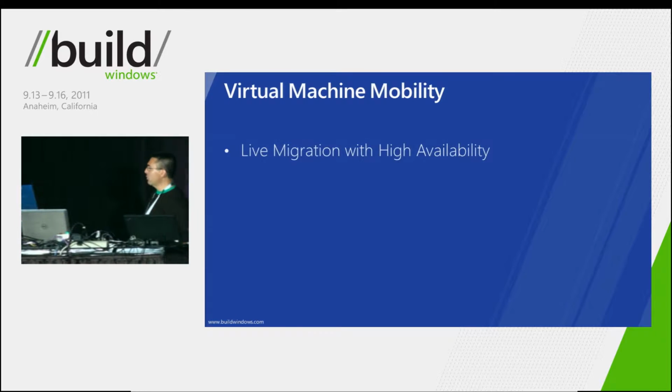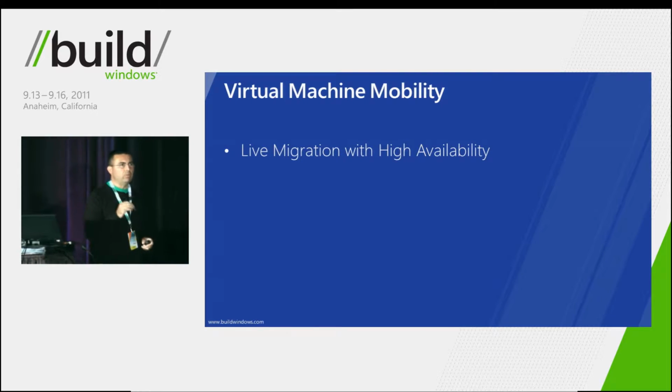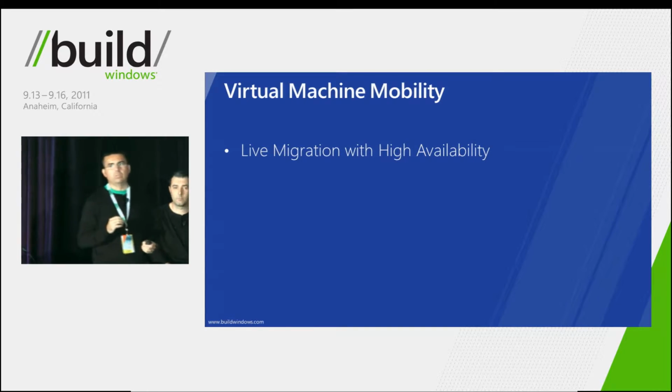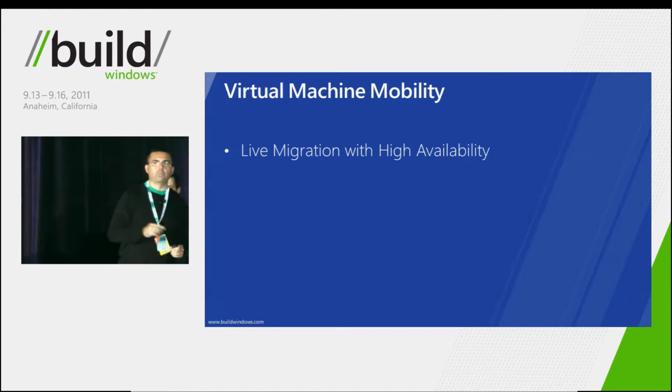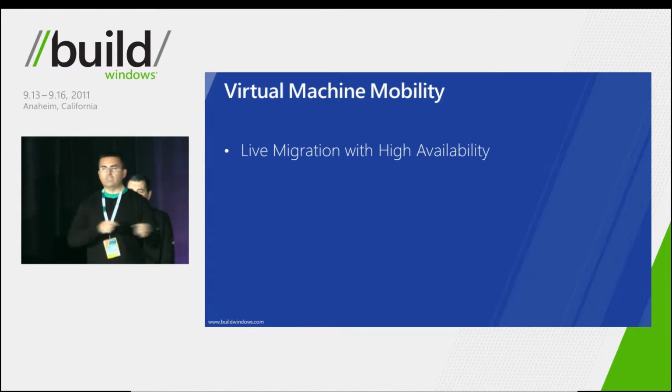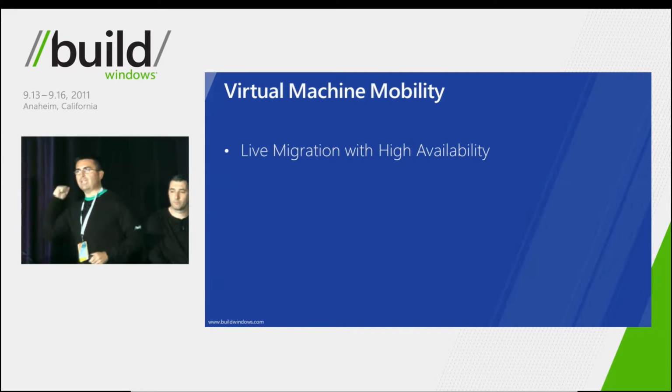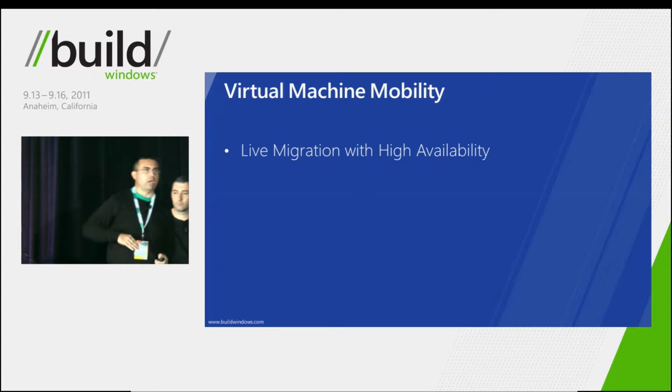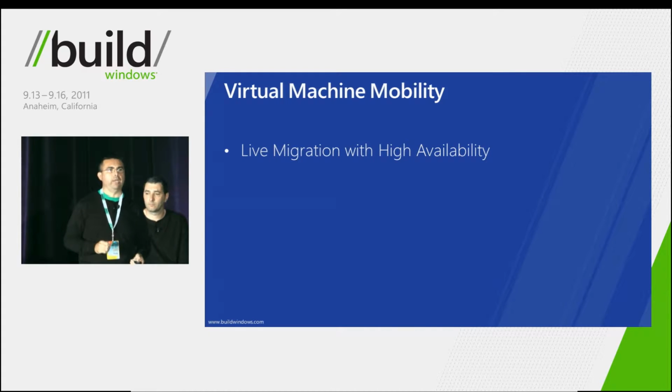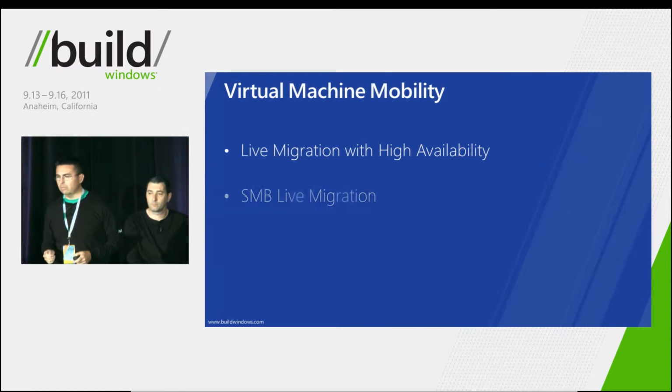Now, when we think about virtual machine mobility, we're going to keep on having, of course, live migration with high availability. That will always be our number one recommendation because you get both. You get the flexibility to move a VM wherever you want, but if I walk up to a server and yank out the power cable, then those VMs automatically fail over. That's still your best bet. You're still going to need shared storage for it.